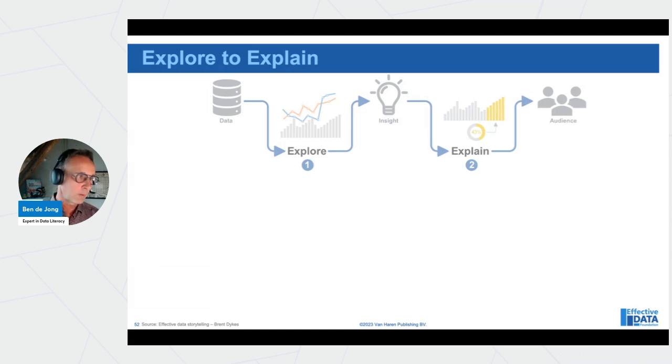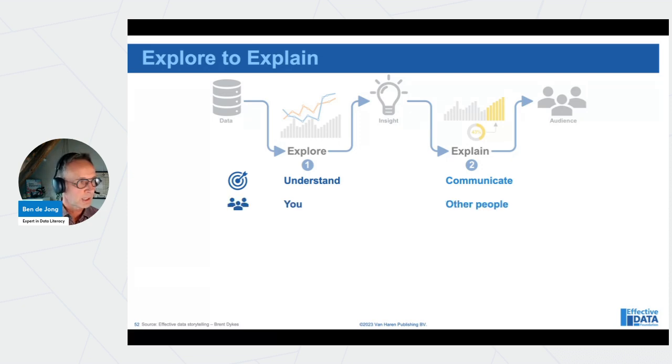What I want to tell you is that these are two different things, and that's not by me, because the source is the book Effective Data Storytelling by Brent Dykes. And why I like it so much is because it clearly makes the distinction between those two tasks. If you look at Explore, the goal of Explore is to understand the data and what's going on, and look for the insight. But the goal for Explain is to communicate. So it's completely different things. In the Explore phase, who is the audience? Yeah, I am, or you are, because you're doing the analysis. When you're going to explain it, other people are the audience.